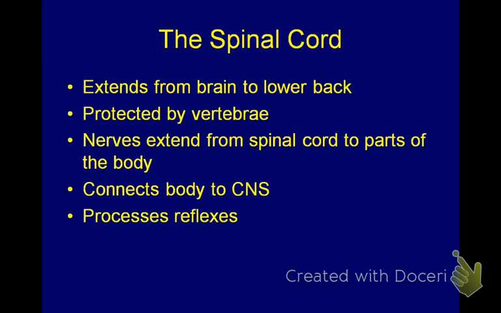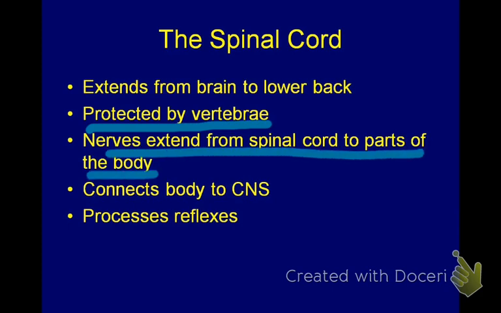The spinal cord goes from the brain to the lower back. It's protected by bones called vertebrae. Nerves extend out from the spinal cord to parts of the body. The spinal cord's job is to connect the body to the central nervous system and process reflexes.